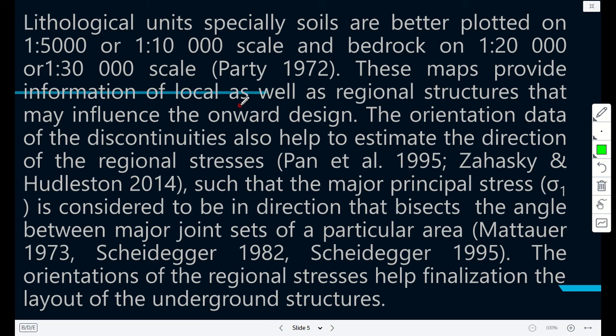Geological units, especially soils, are better plotted on 1 to 5,000 or 1 to 10,000 scale, and bedrock on 1 to 20,000 or 1 to 30,000. These maps provide information, local as well as regional, on structures that may influence the onward design.